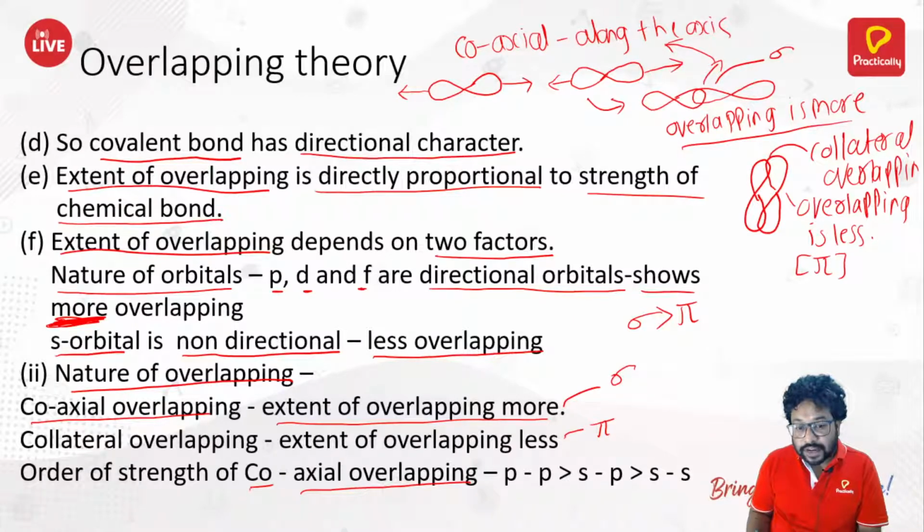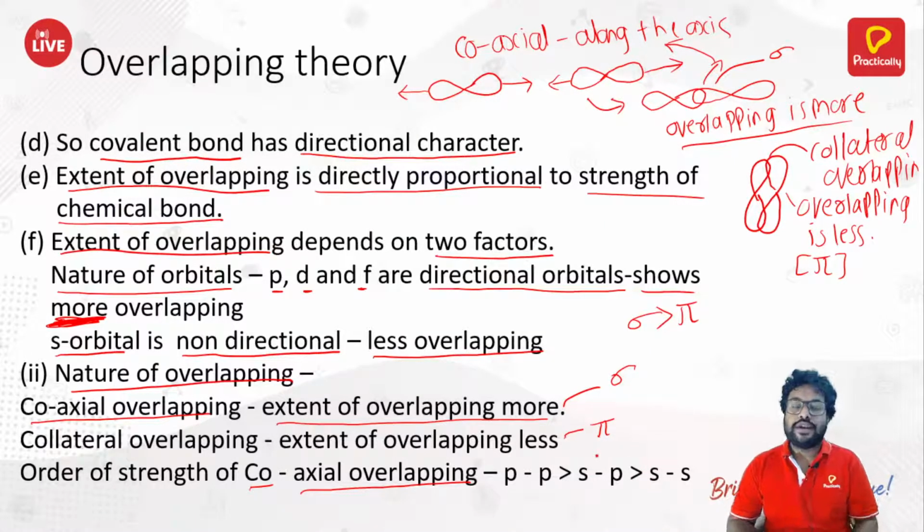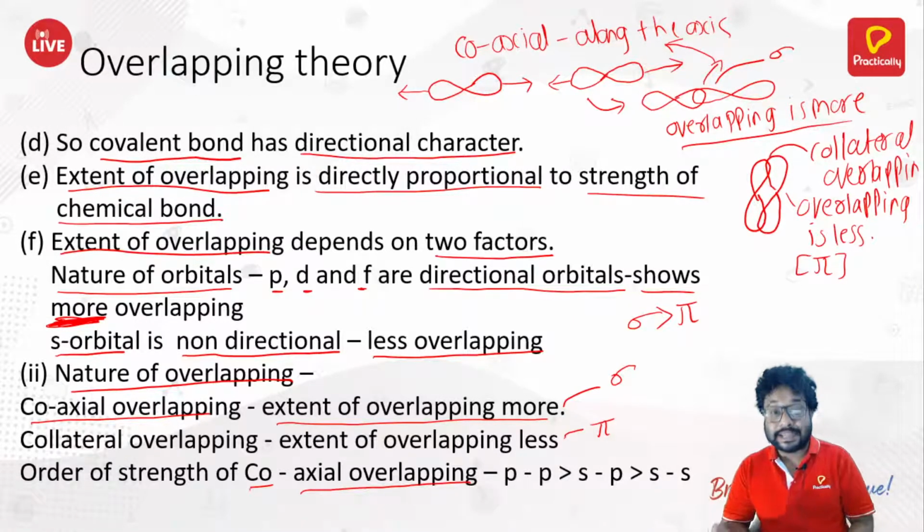If you look at the first option, PP, both are directional. That is why the extent of overlapping here is highest. In SP, you got only one directional, which is P. S is not directional. We had seen that, because of which SP comes second. And last, SS, where you have got no directional orbital. That is why the extent of overlapping is shown in the following order: PP, SP, and then SS.